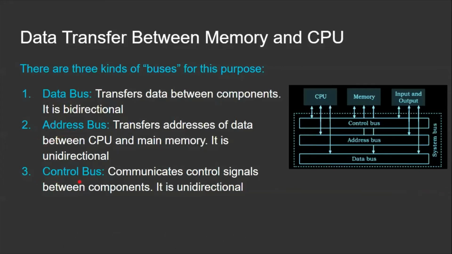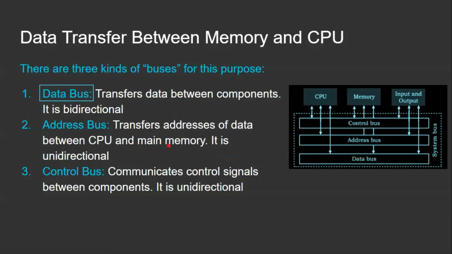Now the data bus, like the name suggests, transfers data between components, right? The data bus can go to the CPU and transfer data, and the system bus basically comprises all three buses. The one thing to note here is the data bus is bidirectional. That means data can come from the CPU into the system, or it can go from the system to the CPU. And this is the only bidirectional bus in the system.